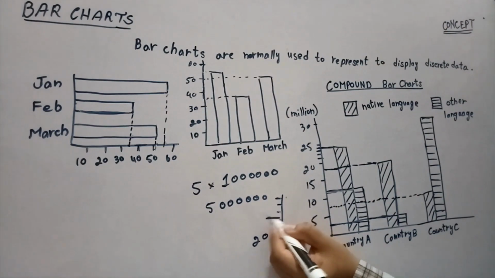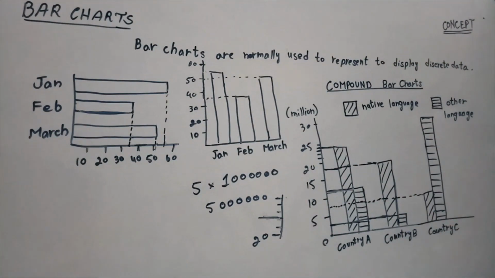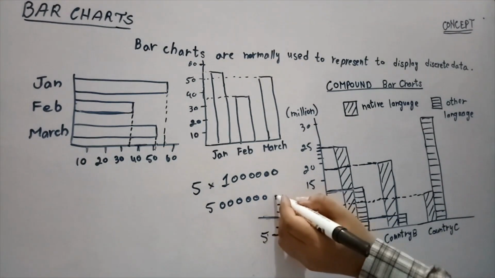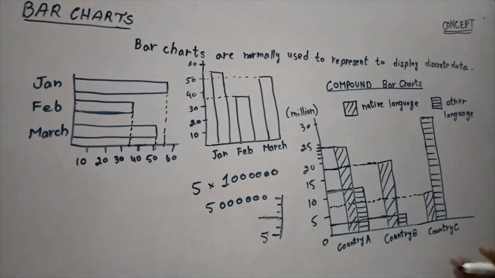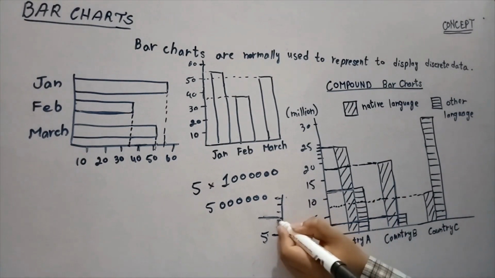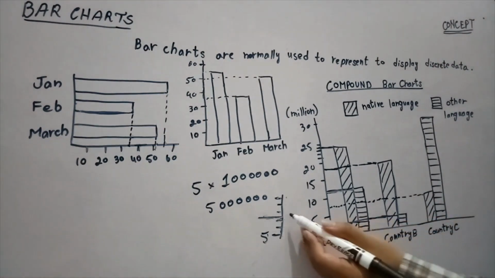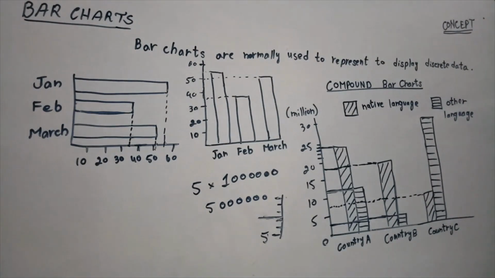Suppose this line is in between this 5 and this 10. So here we have 5, here we have 6, here we have 7, and here it is approximately equal to 7.5 million people who used to speak their native language.